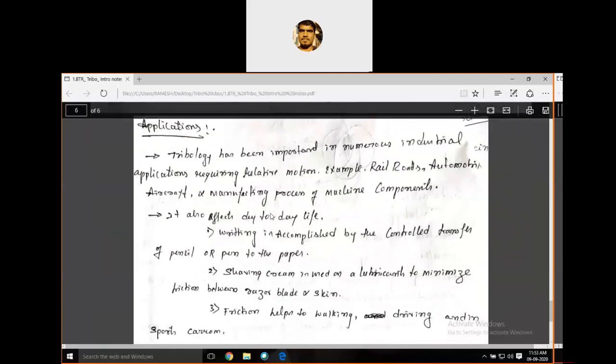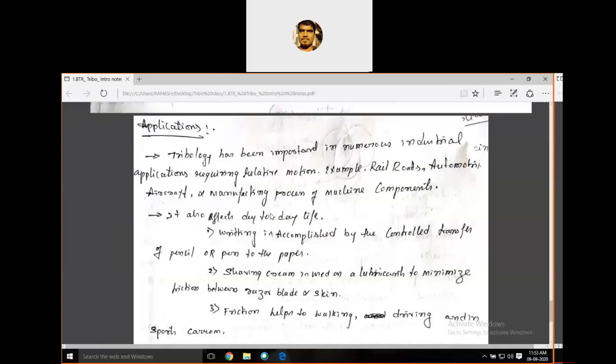Next, we come to the applications where we can use tribological solutions or tribology. The first application: tribology is important in numerous industrial applications. First, it is used in industrial application. That is the major sector for tribology.